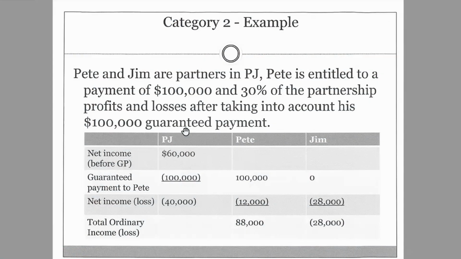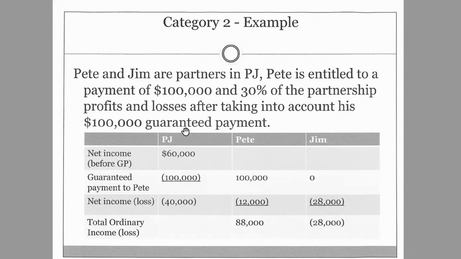Do you have a question, Kelsey? Okay. What's this page say, Kels? Pete and Jim are partners in PJ. Pete is entitled to a payment of $100,000 and 30% of the partnership profits and losses after taking into account his $100,000 guaranteed payment.